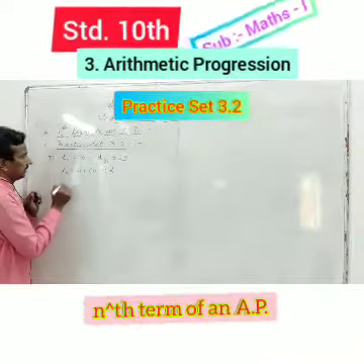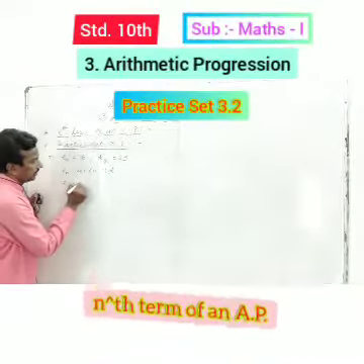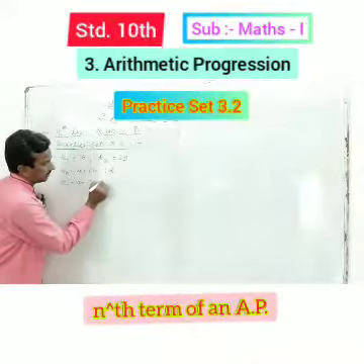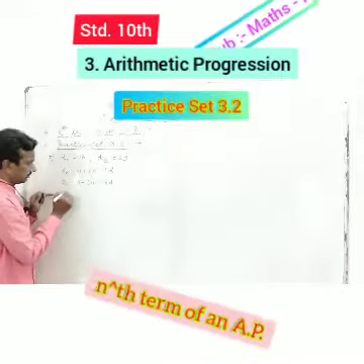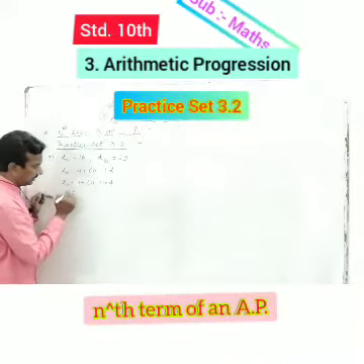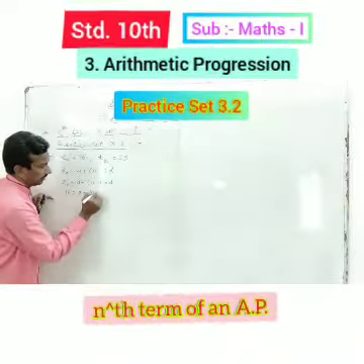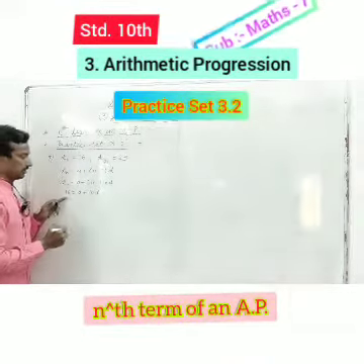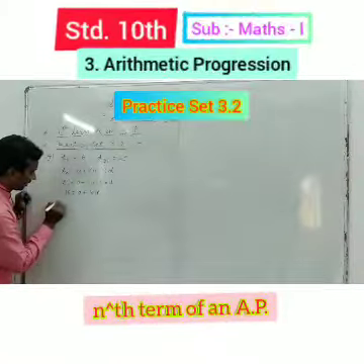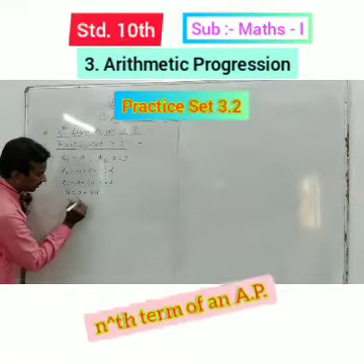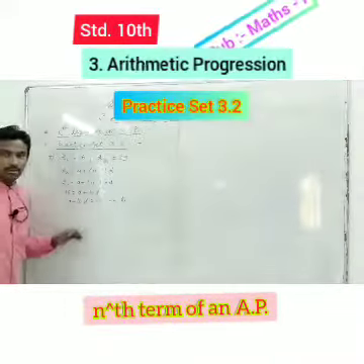Now put n is equal to 11. T11 is a plus 11 minus 1 into d. But the 11th term is 16. So 16 is equal to a plus 11 minus 1, which is 10, into d, 10d. 16 is equal to a plus 10d, or we can write it as a plus 10d is equal to 16. This is equation number 1.